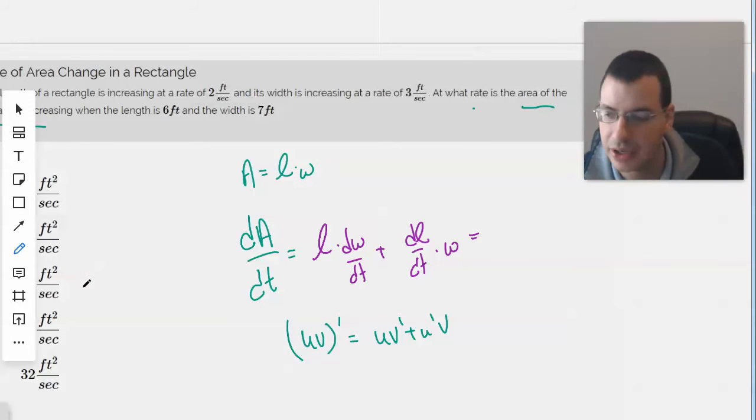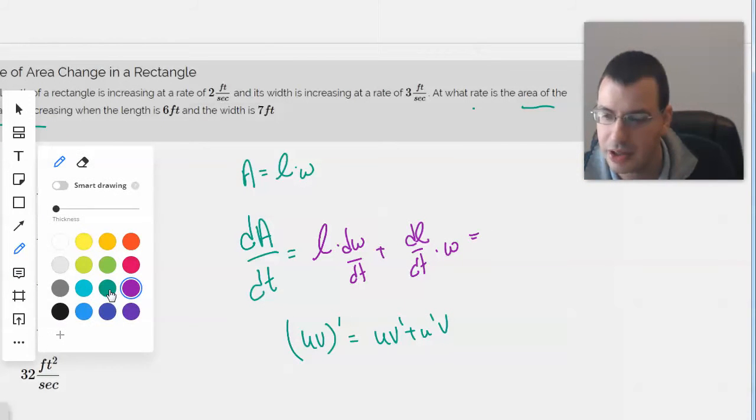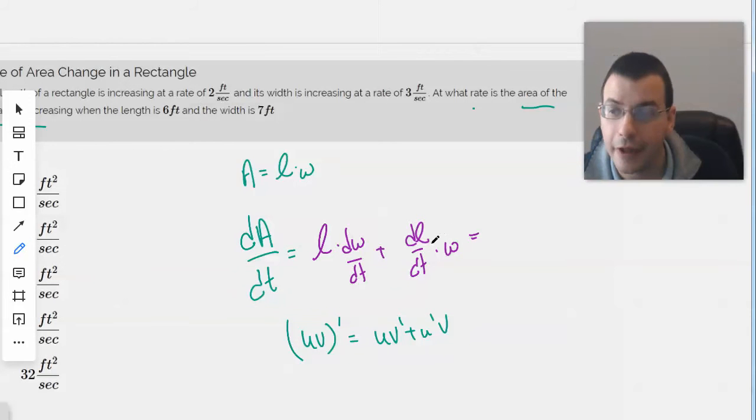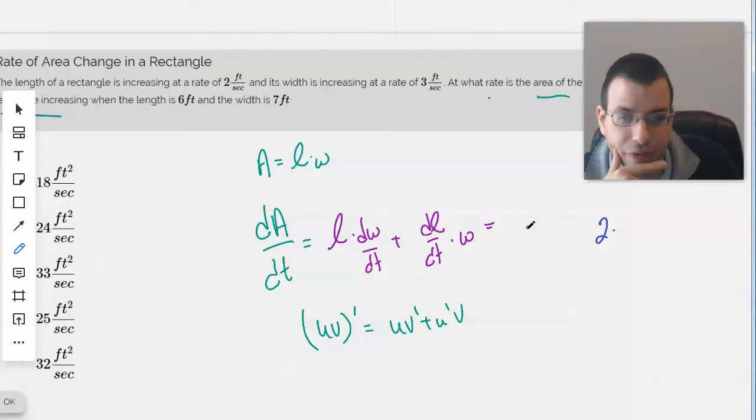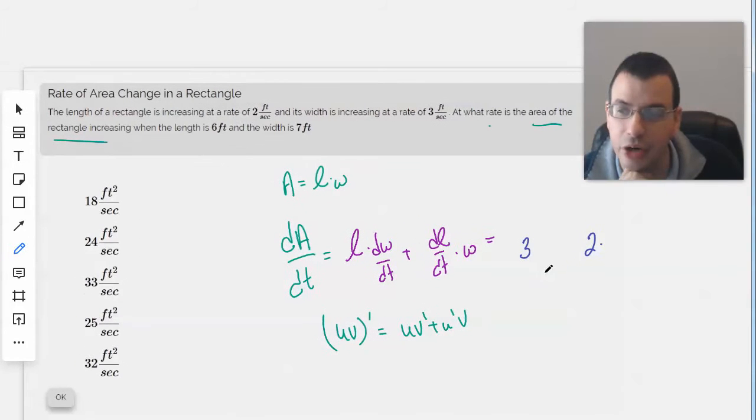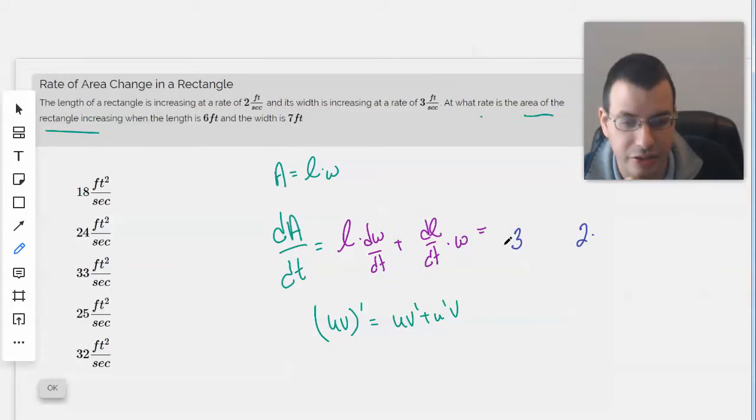Then I'm just going to plug in the variables. Okay, so this says the length is increasing at a rate of 2 feet per second. So 2. And its width is increasing at a rate of 3 feet per second. 3. What is the area when the length is 6?